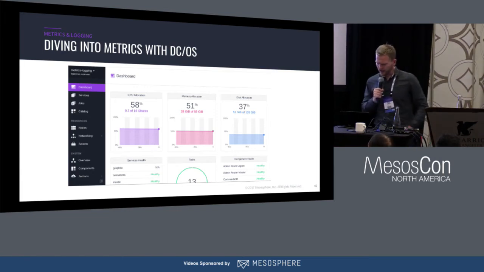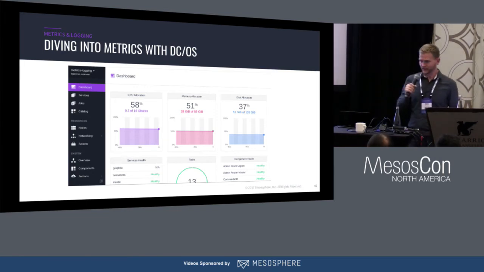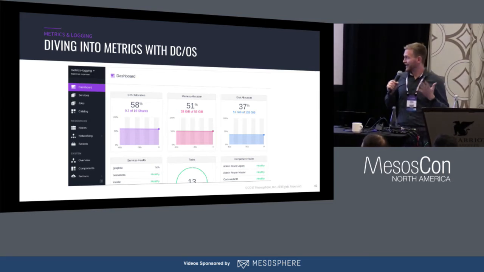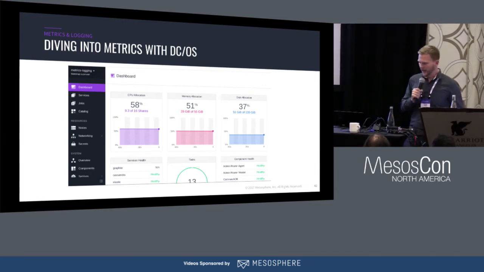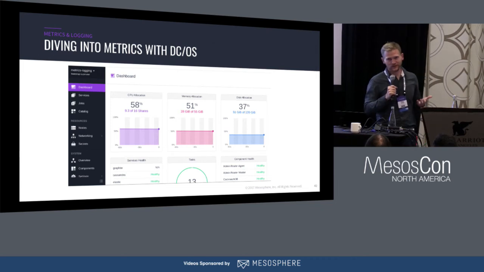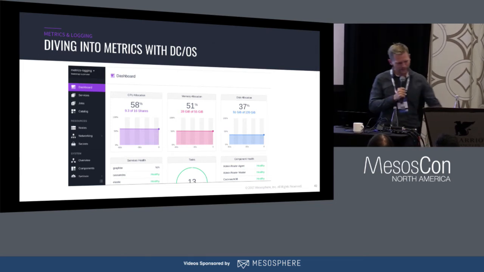So much for logs. Metrics are important. They're the first thing you see when you log into DCOS. The dashboard shows you these graphs. But those graphs are allocation. That's what Mesos knows about what it's trying to do at this moment. So if we're going to be responsible cluster operators, we need to look a little bit deeper than that.